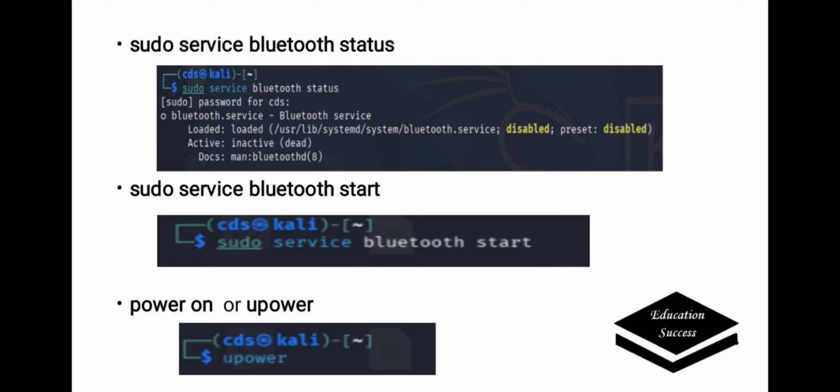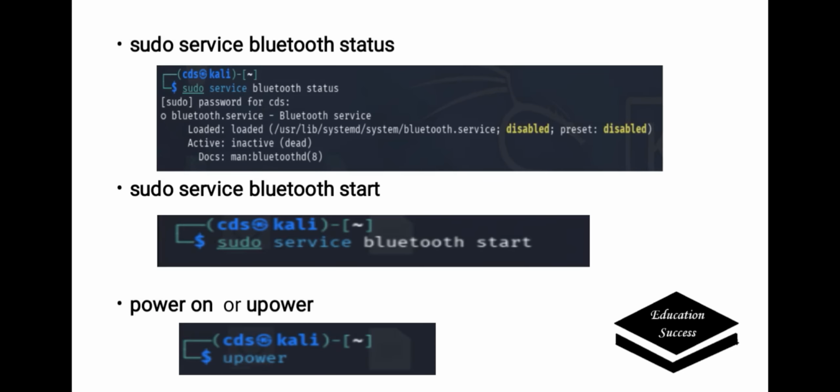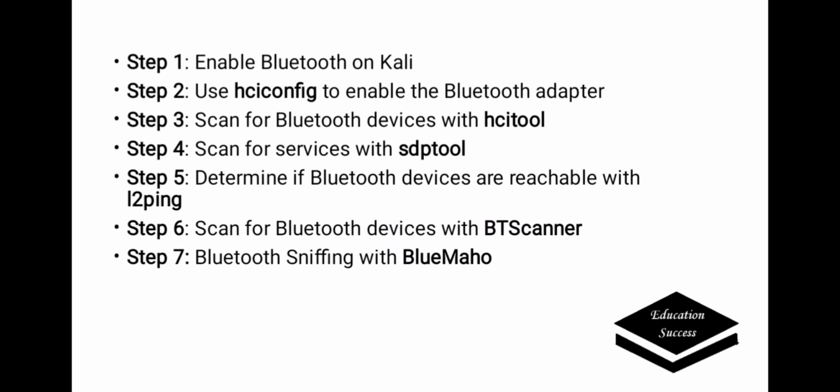After the power on, now again we have to check whether the service is active or not. So the next command is sudo service bluetooth status. Now see, in the status it shows active, with running in brackets. So now our Bluetooth service is active and running. We made it active by the previous command, sudo service bluetooth start. Once we run this command, our Bluetooth service is running, as shown in the screenshot. Now we will see the steps of Bluetooth hacking.